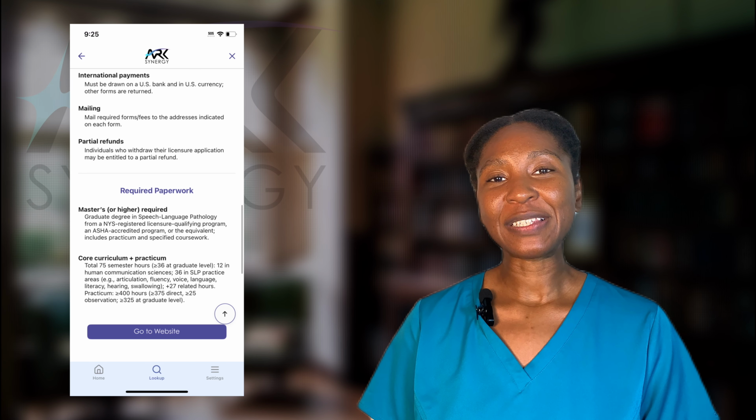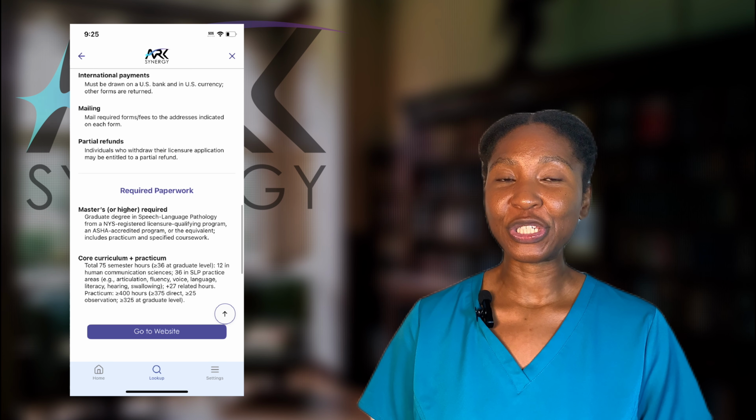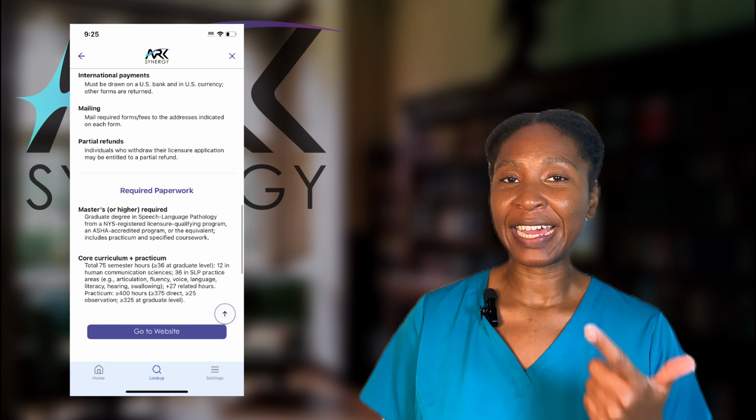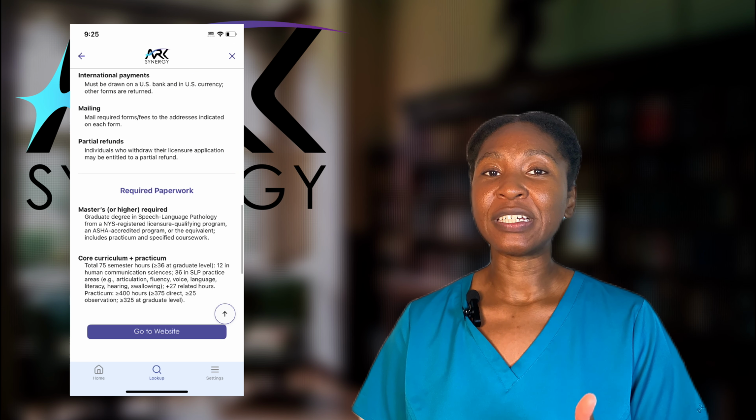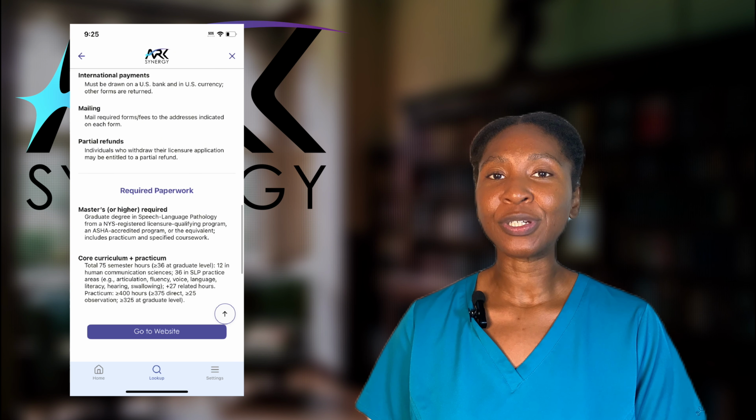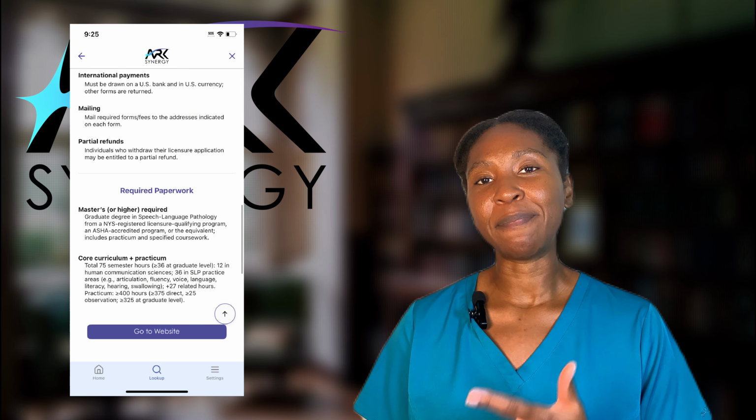Applicants must hold a master's degree or higher in speech language pathology from a New York registered school or an ASHA accredited school or an equivalent program. The program must include the required coursework, practicum, and clinical preparation as determined by the board.